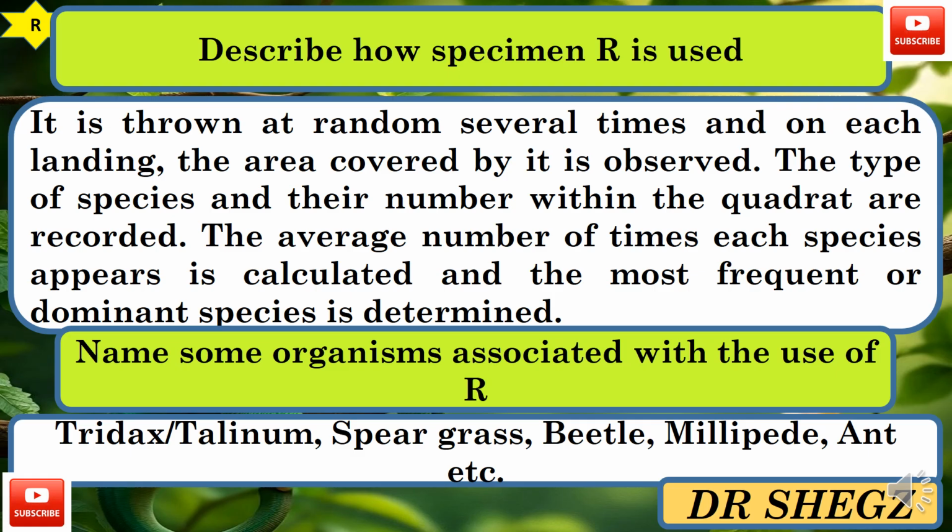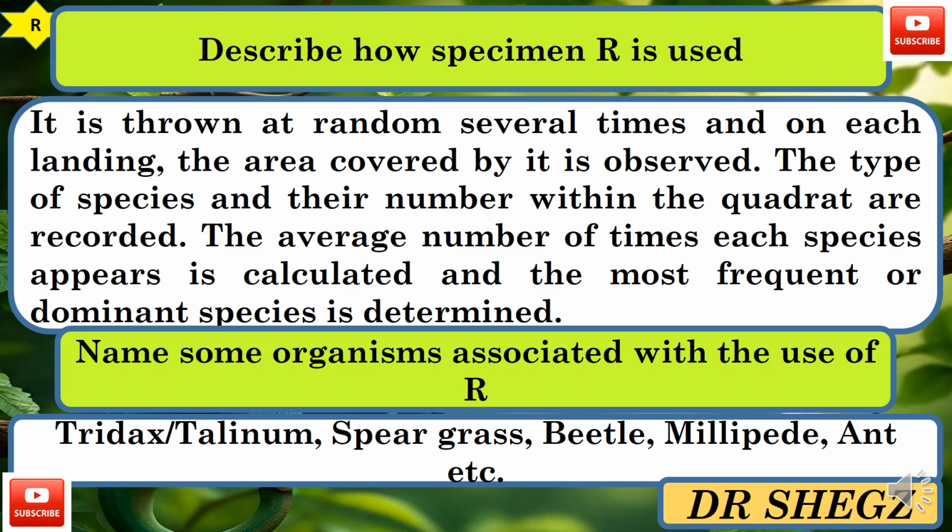Describe how specimen R is used. It is thrown at random several times, and on each landing, the area covered by it is observed. The type of species and their number within the quadrat are recorded. The average number of times each species appears is calculated, and the most frequent or dominant species is determined.